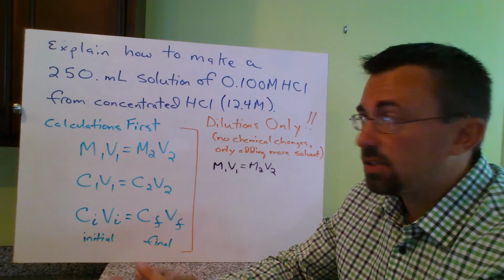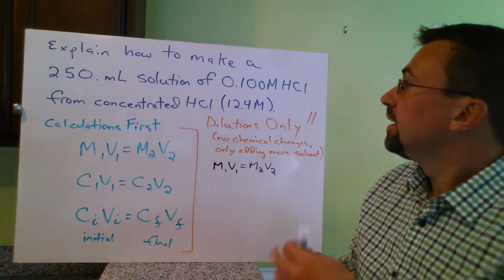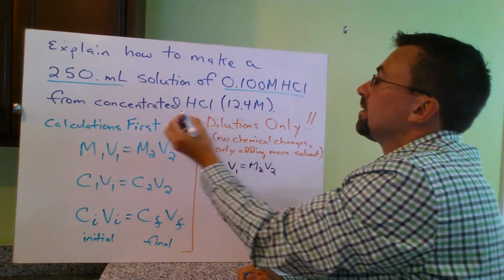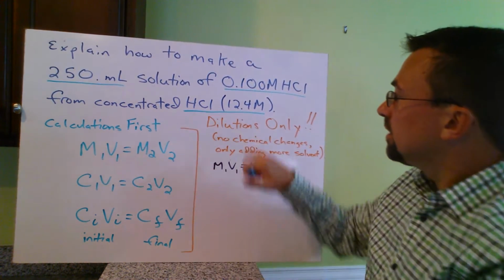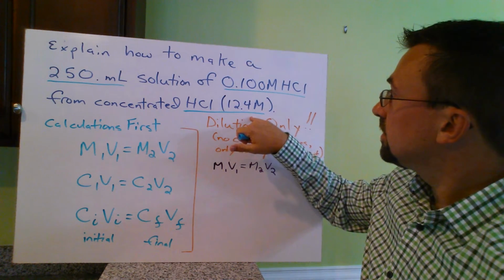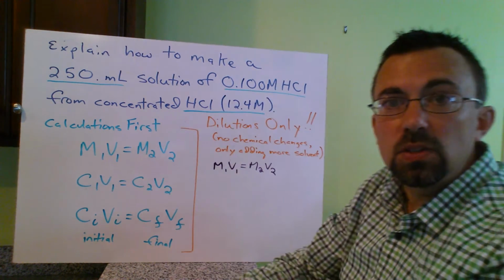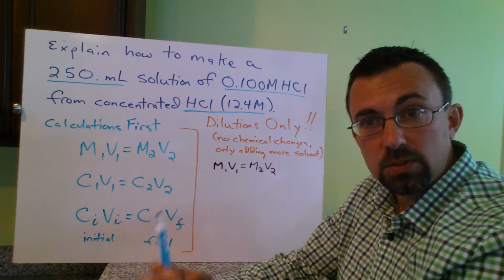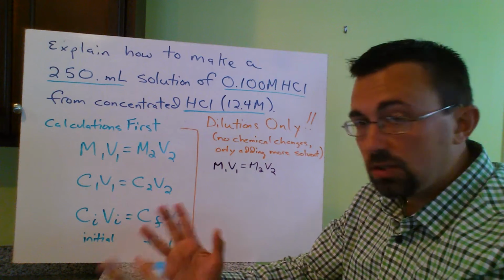Number 1, let's look at the calculation. We are going to take 12.4 molar HCl and add water until we get to 0.1 molar. So there's no chemical reaction going on. All we're going to do is dump in more and more solvent until we get to the number we want. This is called a dilution.